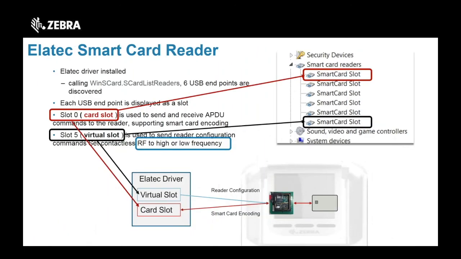Now I am focused on Elatec. So I'm moving to focus on the Elatec smart card that we have put in our new CC300 printers. When you install the driver for the smart card reader, you will be able to see on the right side six different USB endpoints. It's important to highlight, we don't know why Elatec does it this way, but what we want to highlight is how we work with them. The first one is how you can send and receive APDU commands, and read and support the smart card encoding. The slot 5 is how you can define whether your smart card will be working in high or low frequency.